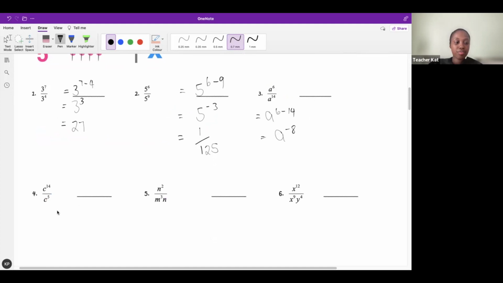Okay, we have a few more of these. So now we have c to the power of 14 divided by c to the power of 5. So tell me what I'm writing. This equals c to the power of what minus what? 14 minus 5. So then my final answer will be c to the power of 9. Of course, I'm going to write 5. I said c and then I wrote 5. You c to the power of 9.